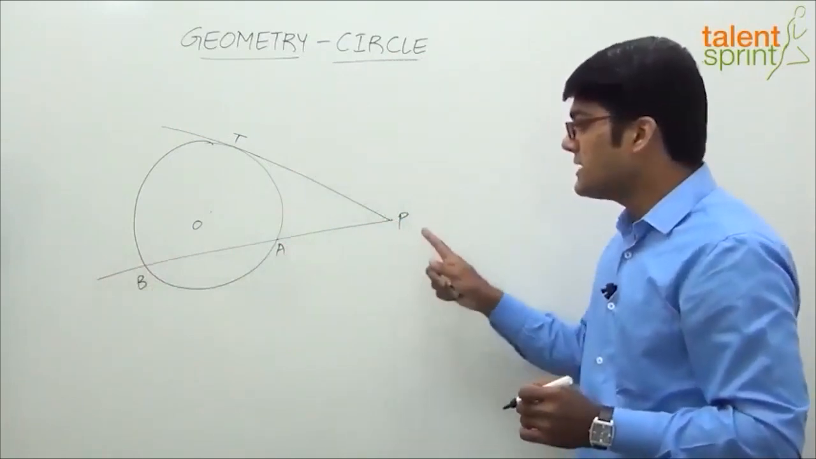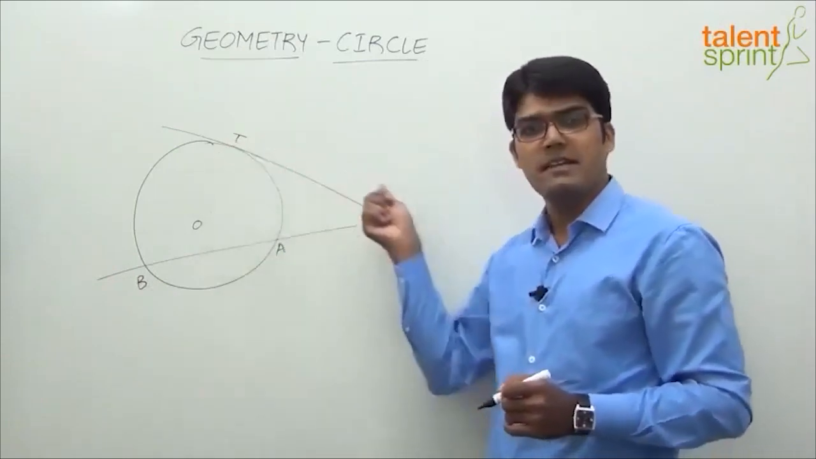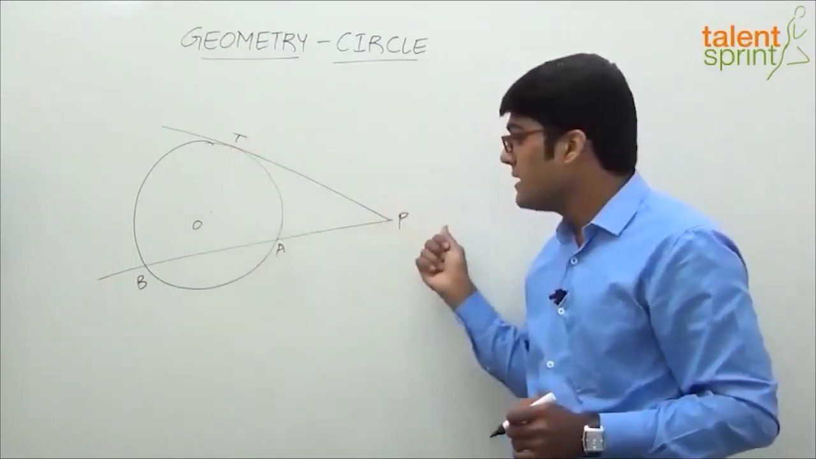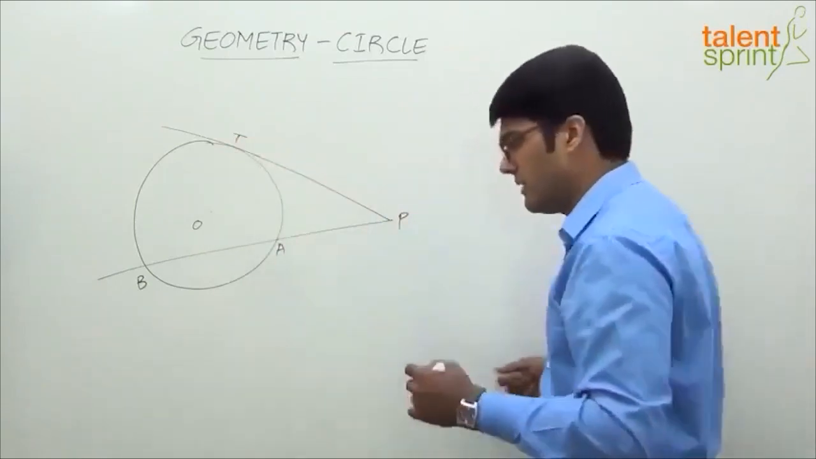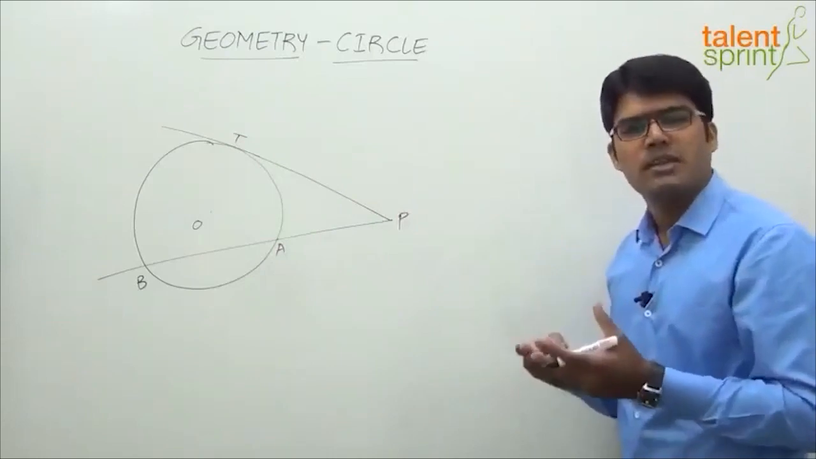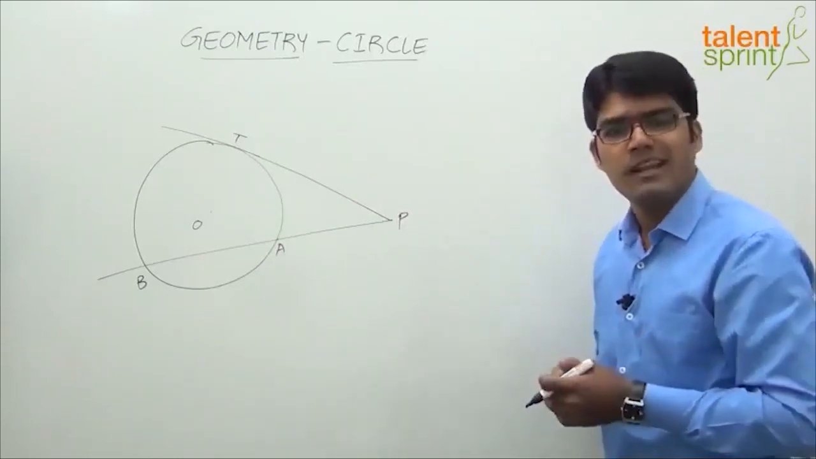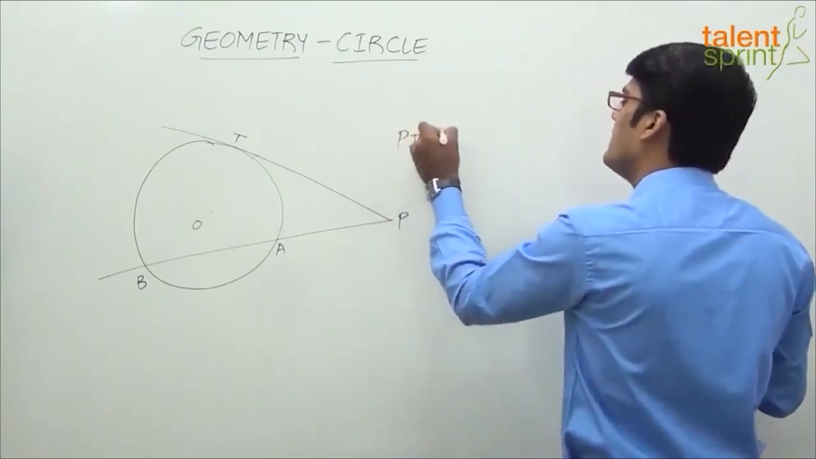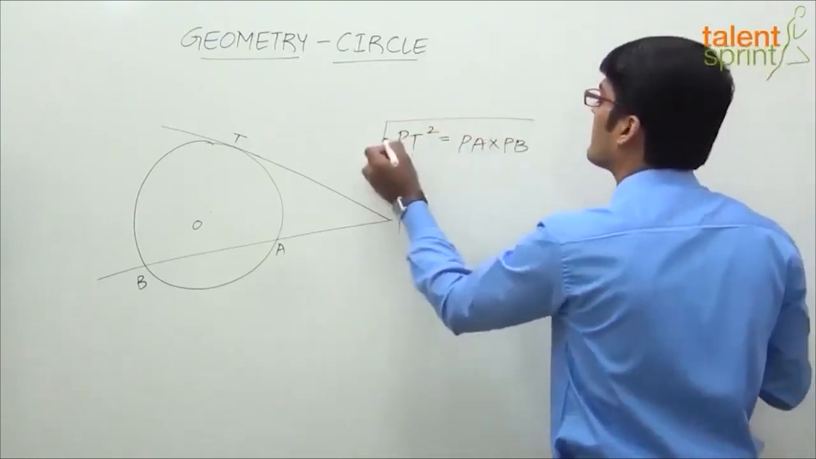Now the point to be noted is, in such a case, PT square, PT is what? The length of the tangent, right? From the external point P to the point of contact. PT is the length of the tangent. So PT square will be equal to PA into PB, right? Very important. This again is a property based on tangents and secants and can be helpful while answering some questions. So the point to be noted here is PT square will be equal to PA into PB.